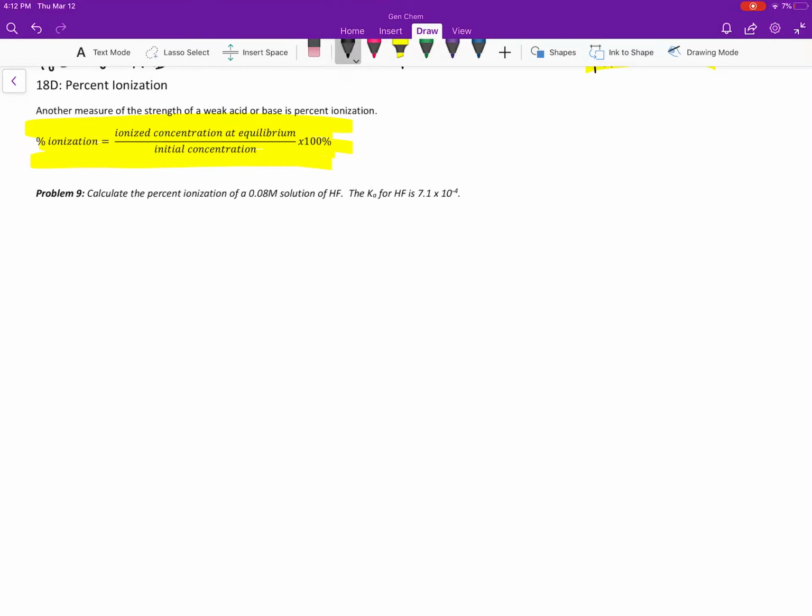Which is the amount ionized at equilibrium divided by initial concentration. It's very similar to mole fraction. The moles of A divided by the total moles gives us how many moles are responsible to A out of the total, and that's kind of what this is looking at as well.